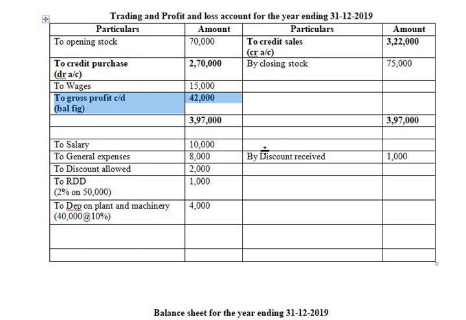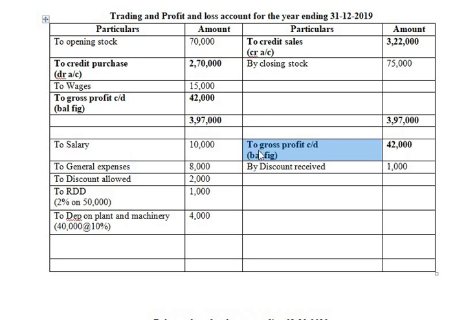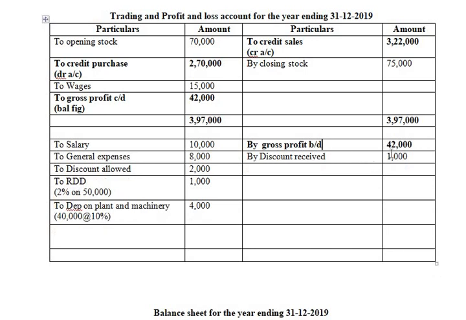The trading account is closed. We will bring down the profit of the trading account to the profit and loss account. So here it will be by gross profit brought down. There it was carried down, so here it will be brought down. The amount is 42,000. Clear? Here it has been closed. The trading account balance of 42,000 is carried down, and here it is brought down to the profit and loss account.